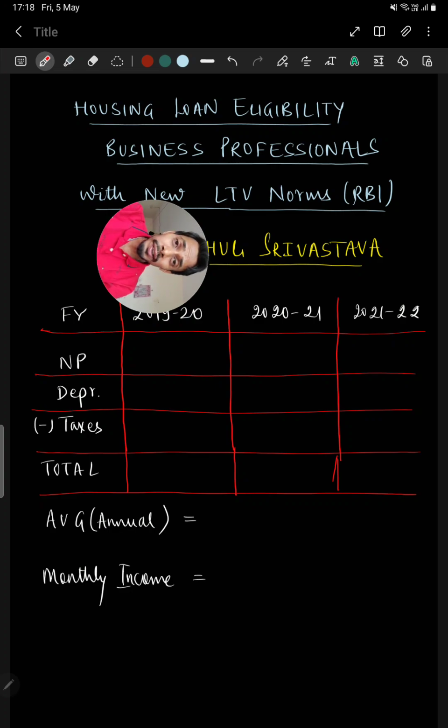Also, very recently RBI has introduced the new LTV norms, or we can say it has revised the LTV norms. So based on the new LTV norms, how to determine the eligibility of a housing loan of a business professional is what we are going to learn in this video of ours. So without any further delay, let us switch over straight to the topic.